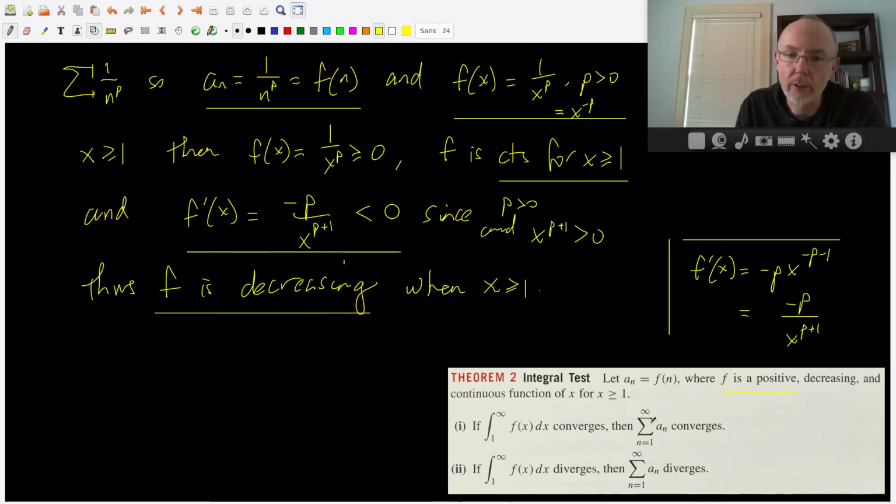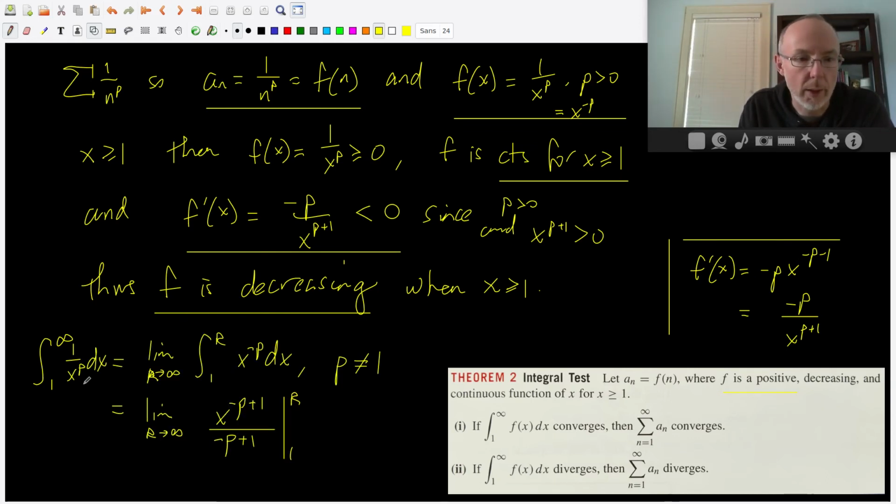And so this satisfies the requirements of the integral test. So the integral test says, think about the limit of 1 over x to the p from 1 to infinity. And so we just integrate 1 over x to the p. Replacing as an improper integral, replacing the infinity with a limit, we get x to the power of minus p plus 1, and we divide it by that number.